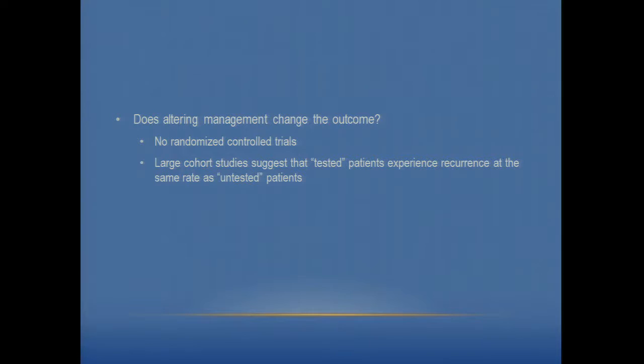We don't know what other medical problems they had. But nonetheless, when you look at these large cohorts of patients, tested versus untested, the untested patients only had an odds ratio for recurrent VTE of 1.2 compared to the tested patients. And it was not statistically significant. So even when we tested patients with venous thromboembolism, and presuming that the doctor utilized the results of that testing to tailor their anticoagulation treatment, they didn't do any better job at preventing a recurrent thrombus than people who were not tested.